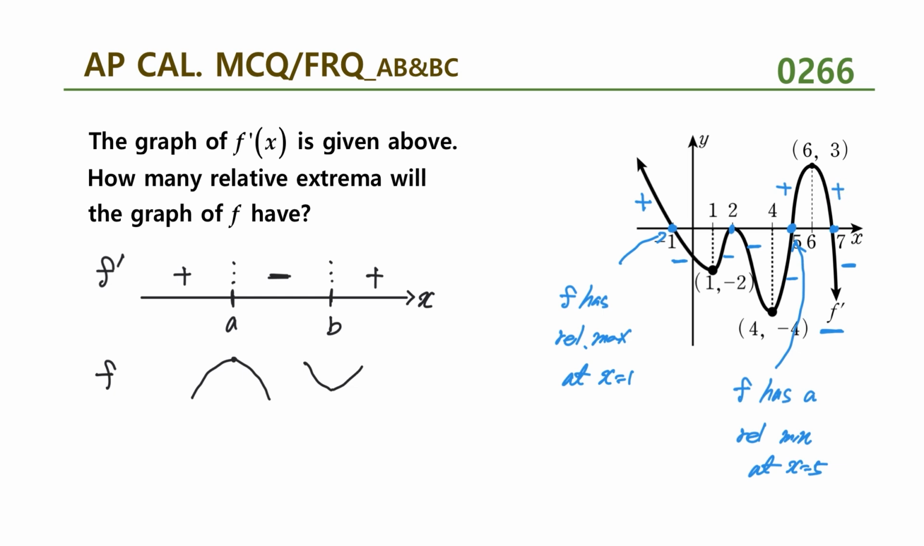Here, positive, 0, negative. F prime changes from positive to negative. At this point, we have again a relative maximum of f. So how many extrema, how many minimums and maximums? We have 3. 1, 2, 3. So the answer must be 3. Okay?